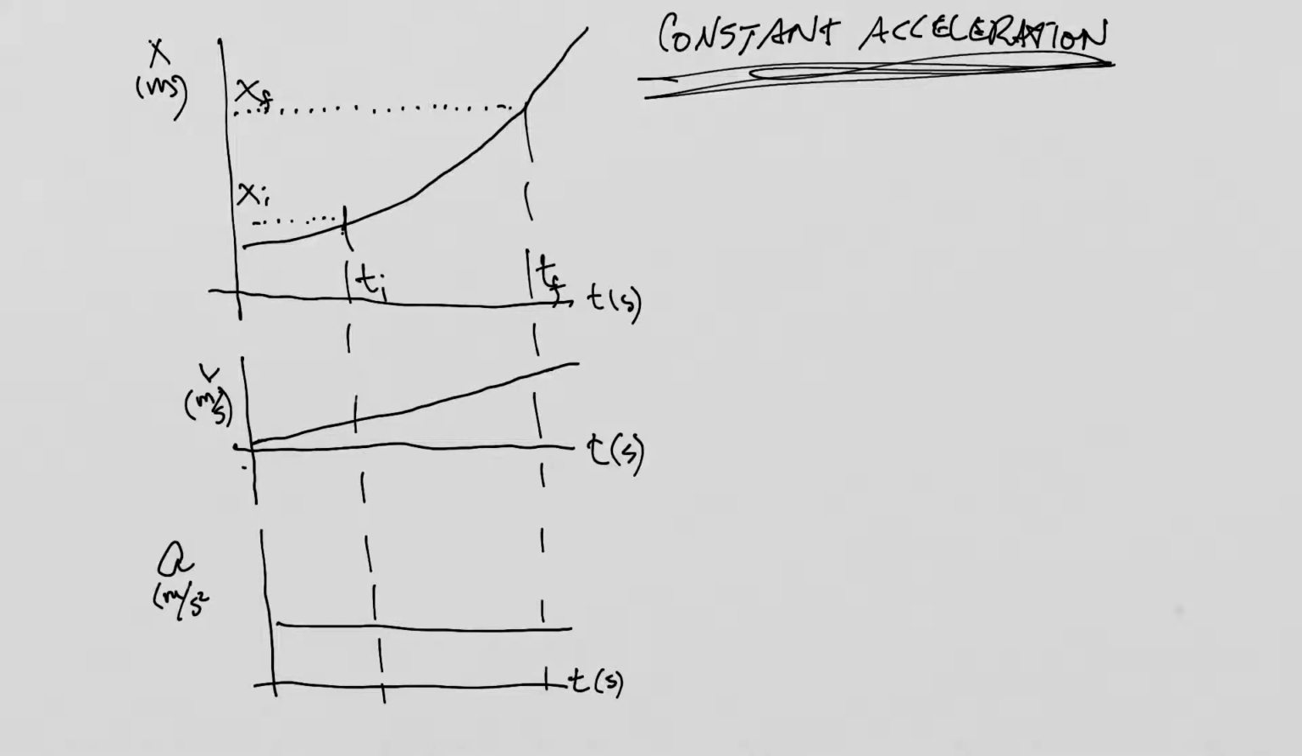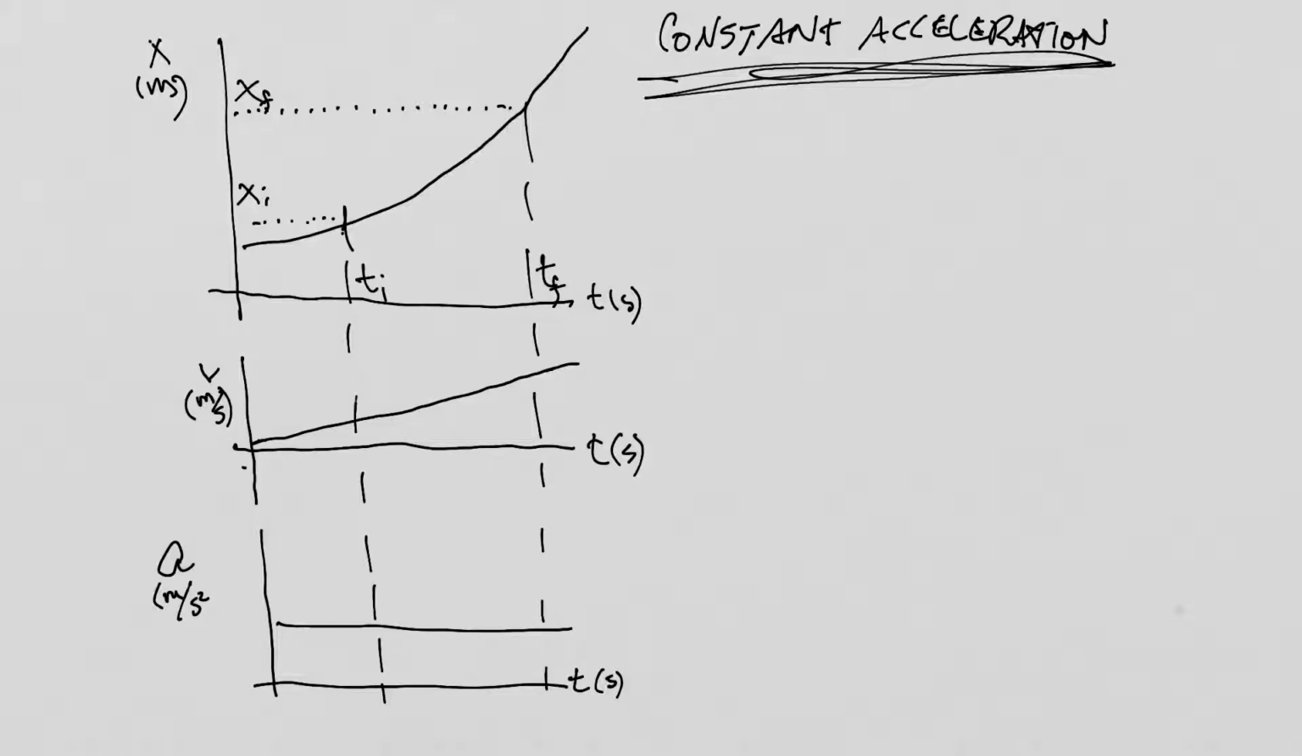In this video, we'll talk about situations where we have constant acceleration. The acceleration graph here has a constant value. This then leads to a linear velocity. If the acceleration is positive, then the velocity is an upward sloping line. If the acceleration is negative, then the velocity would be a downward sloping line.